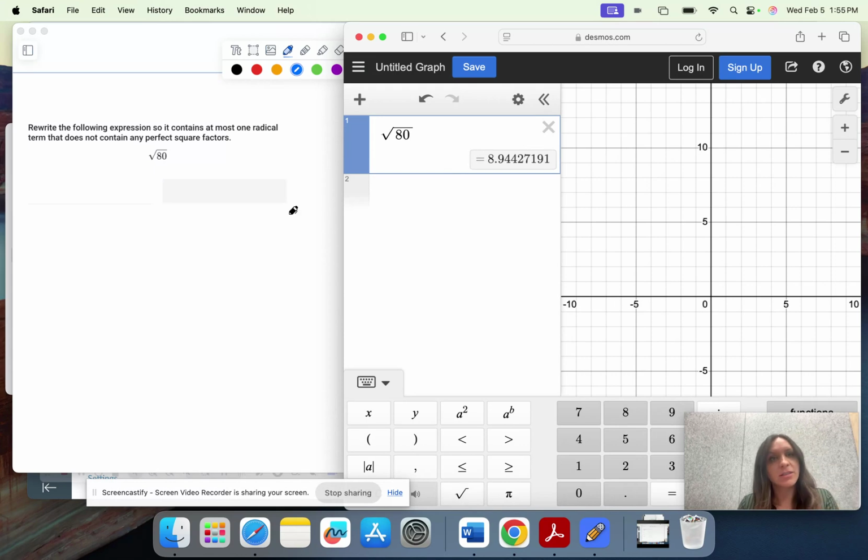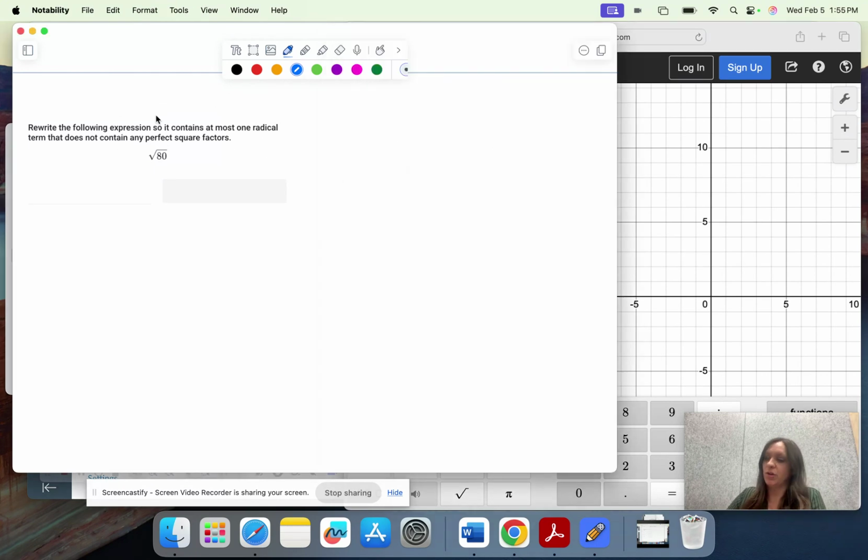Okay, it is not a perfect square. Nowhere does it say enter decimal or round or anything. We want to rewrite it taking out perfect squares.